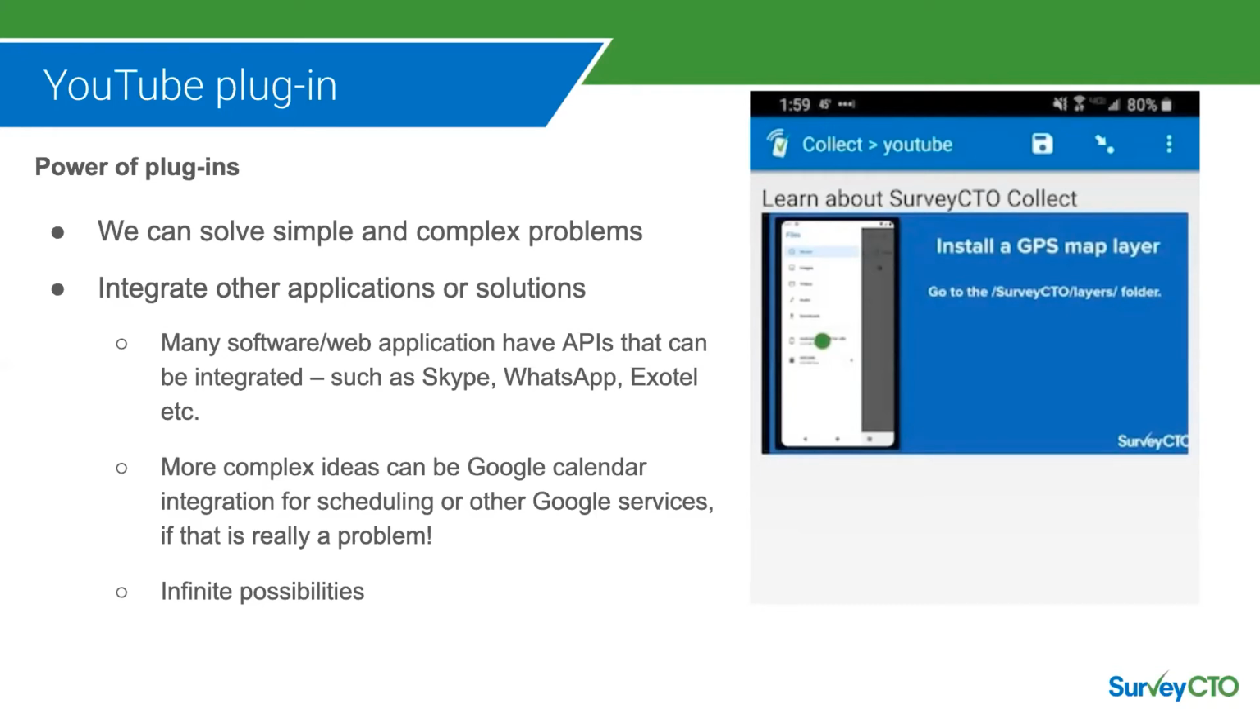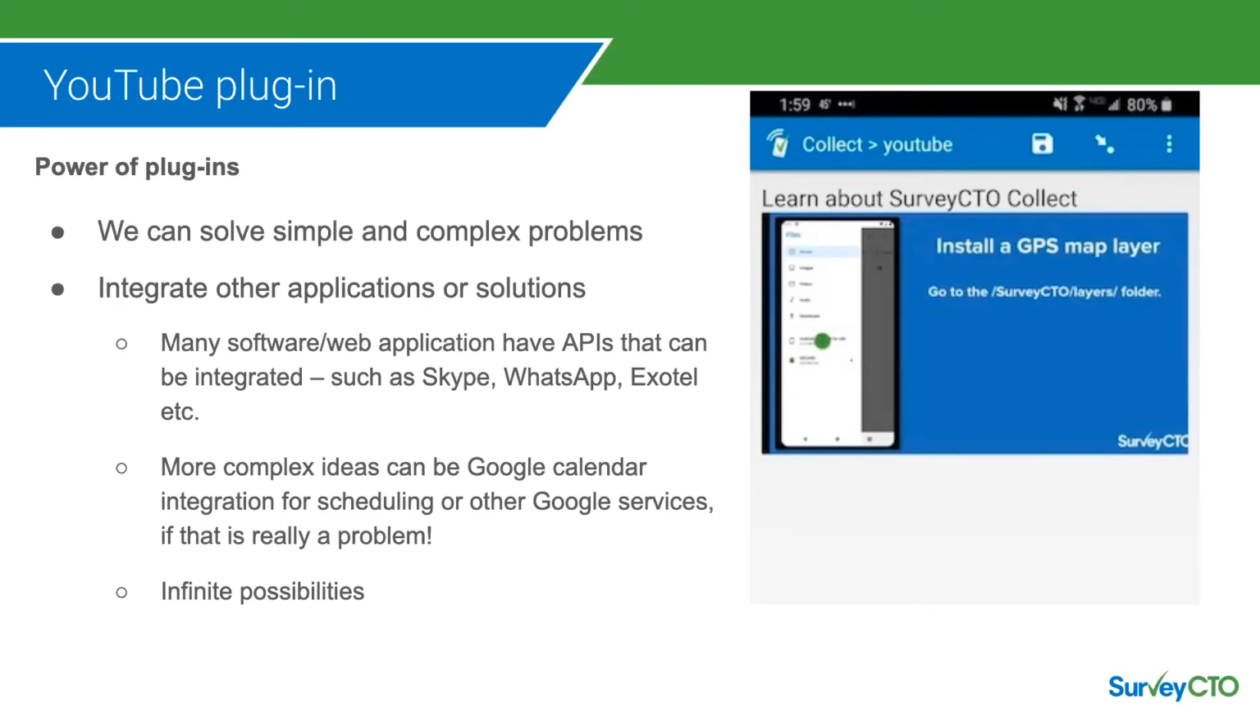I have been thinking of developing more field plugins to solve some other problems, but I haven't got time yet. But I gave some examples here. I saw that Skype, WhatsApp, Exotel, for example. Saurabh will be talking about this later. But all these have APIs, and you can actually use APIs to integrate in your SurveyCTO form. For example, maybe you can place calls using WhatsApp from your SurveyCTO form.